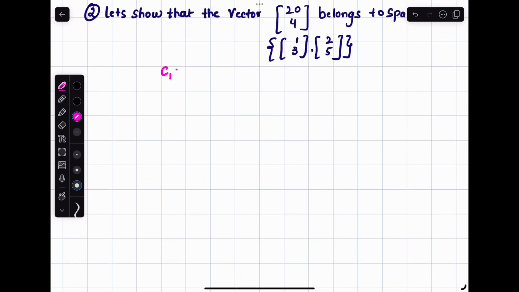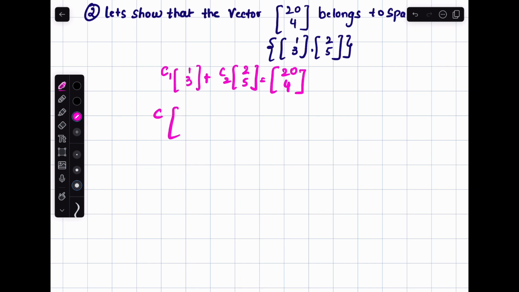Let's show that this vector belongs to the span of the set 1 3 and 2 5. The first and foremost thing, we have to write the general form, that is c1 times the first vector plus c2 times the second vector is equal to that. Okay, then let us write the augmented matrix, that is 1 3 2 5 20 and 4. I think in span we have written about adding the two vectors, so that is what I've done in the first step. Now apply the row operations.